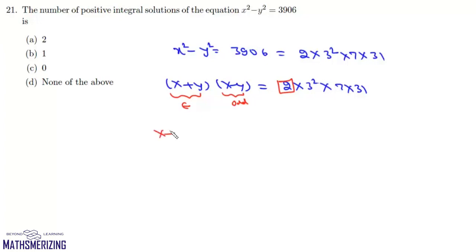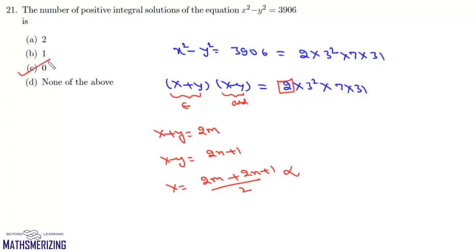Now if x plus y is even, say 2m, and x minus y is odd, say 2n plus 1, then we'll get x as (2m plus 2n plus 1) divided by 2, which is not an integer. In the same way, we won't get any integral value of y. So the number of positive integral solutions of this equation will be simply 0, and that's your option C.